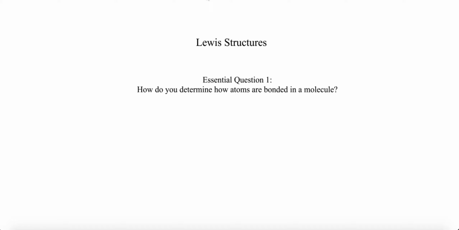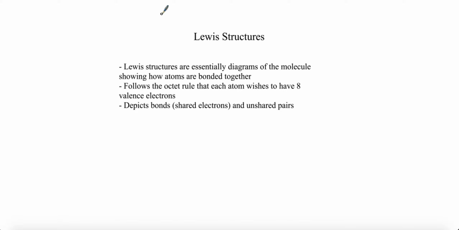Hi everyone. So today we're going to focus on covalent bonding, more specifically how the atoms are bonded within a molecule. What we're going to learn today is how to construct a Lewis structure. A Lewis structure is essentially a diagram showing how atoms are bonded within a molecule.